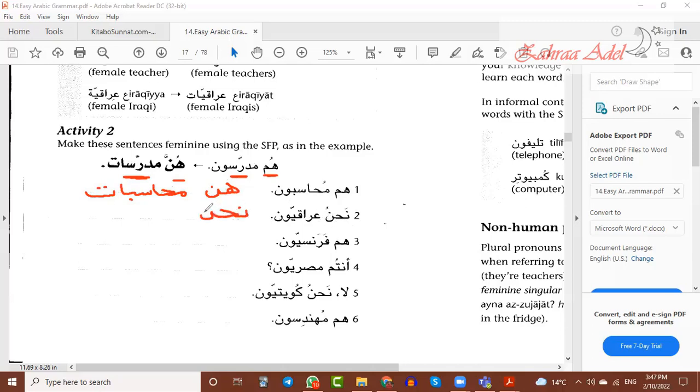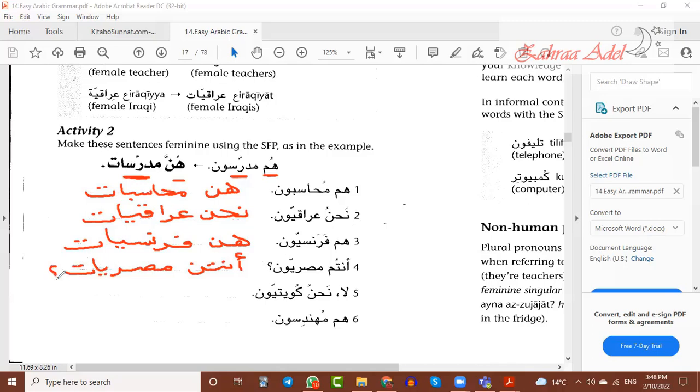So to convert it to plural feminine, نحن عراقيات. هم فرنسيون, they are French. هن فرنسيات, they are French too, but for feminine. أنتم مصريون, are you Egyptians? أنتن مصريات, are you Egyptians? But for feminine. لا نحن كويتيون, no we are Kuwaitis. It will be لا نحن كويتيات. I didn't change the pronoun نحن here because نحن means we for both male and female.